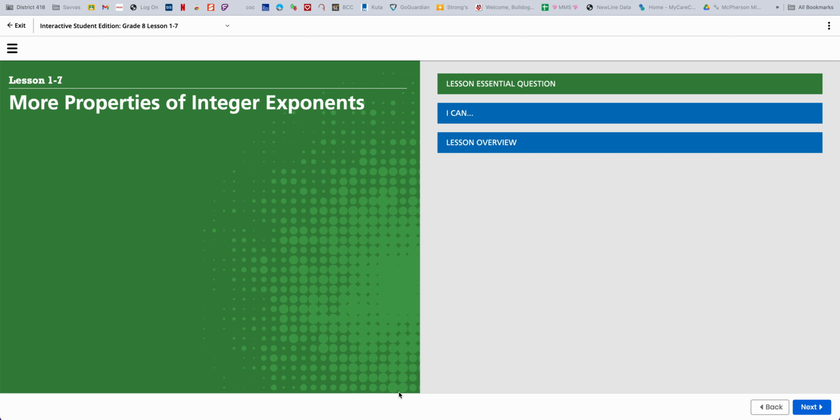We are ready to do our next unit. Lesson 1-7, more properties of integer exponents. And it's going to be okay. We learned 4 properties Monday, and we worked with those again yesterday that have to do with exponents. And we are going to learn 2 more properties today. So we're going to have a total of 6 properties that have to do with integer exponents.